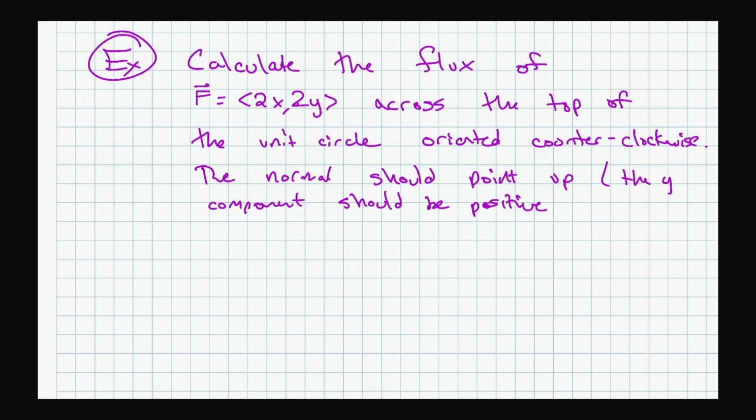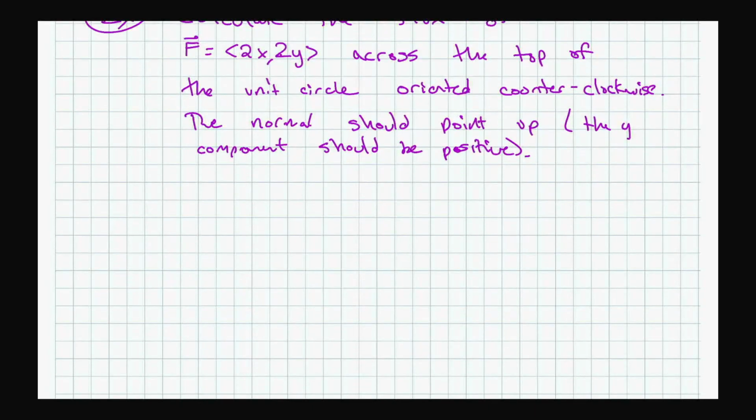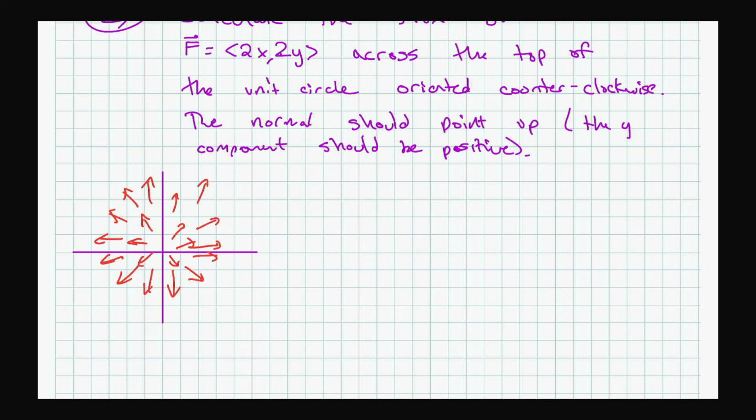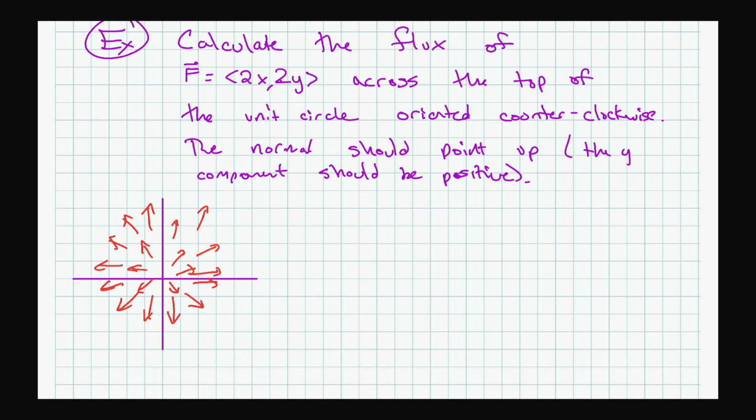Not that it has to be straight up. Okay, so here's a problem. If we look at the picture for this, then the f just points straight out from 0, 0. Okay, so that's what f does. And then, of course, the unit circle is the unit circle.